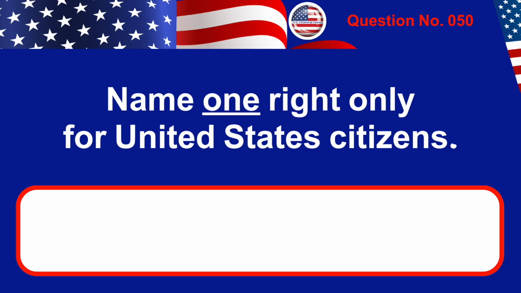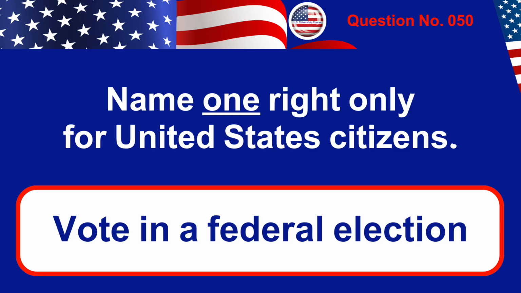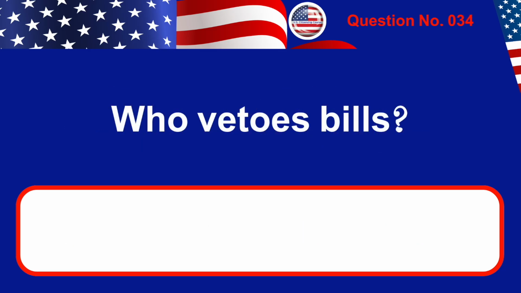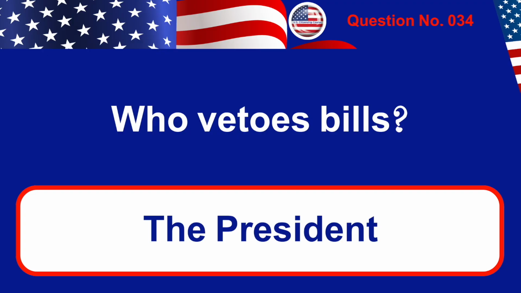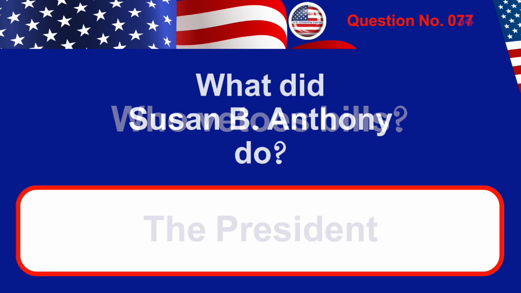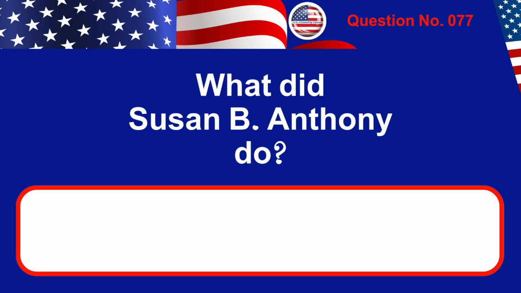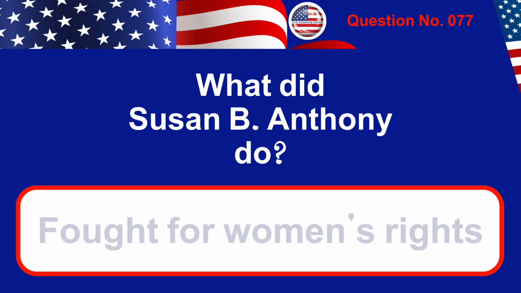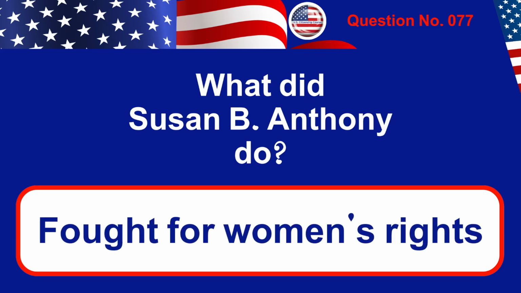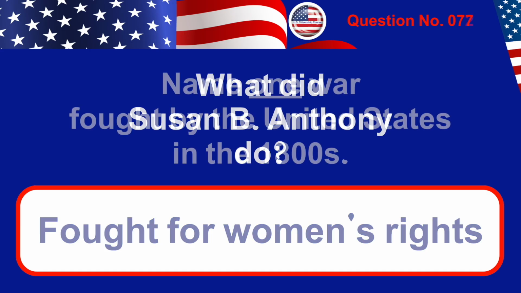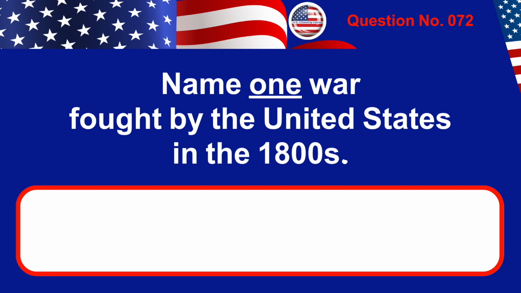Name one right only for United States citizens. Vote in a federal election. Who vetoes bills? The President. What did Susan B. Anthony do? Fought for women's rights. Name one war fought by the United States in the 1800s. Civil War.